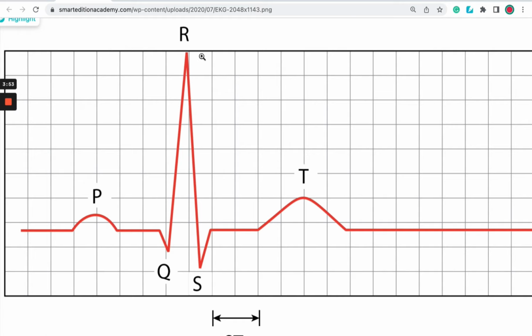Then you have your QRS complex. The QRS complex represents the combinations of the Q, R, and S waves. This indicates ventricular systole or ventricular contraction. And then your T wave represents ventricular diastole. The flat line between the S and the T wave is the ST segment.